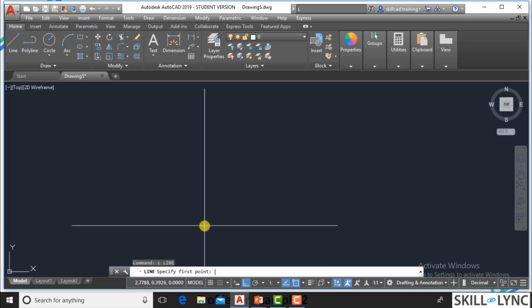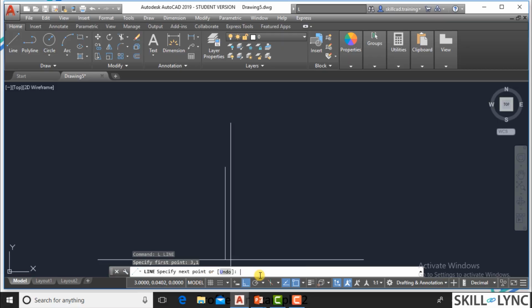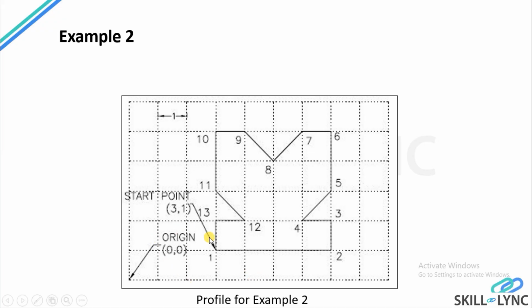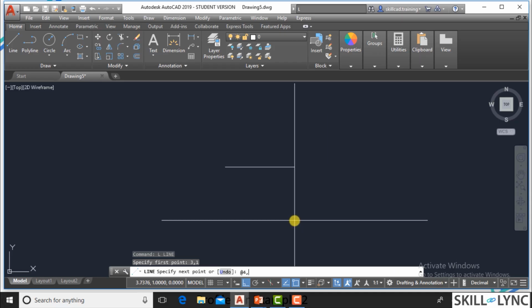So line tool, first point is 3 comma 1, and the next point, from this you are going 1, 2, 3, 4 in x and 0 in y. So you type it over here. Don't forget to type @, shift and 2. How many points do you have? What is the delta x? 1, 2, 3 and 4. Change in x is 4 and change in y is 0. So you say @4,0.